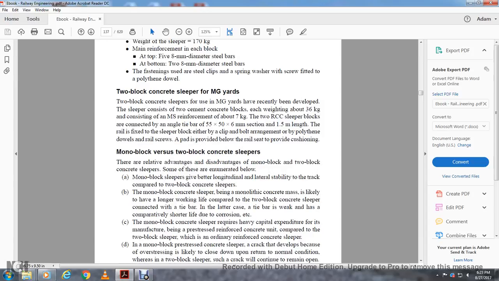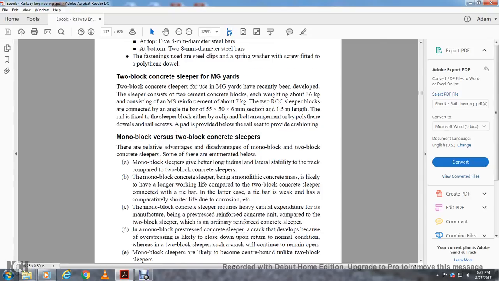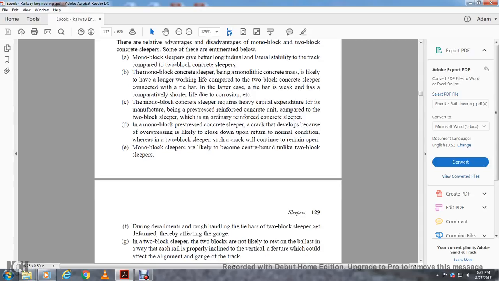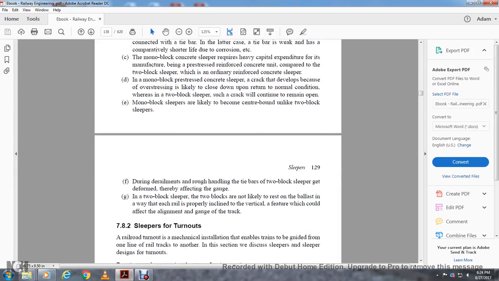The monoblock sleeper requires heavy capital expenditure for the manufacturer, being a pre-stressed reinforced concrete unit, compared to the two-block sleeper with ordinary reinforced concrete. In a monoblock pre-stressed concrete sleeper, a crack that has developed with overstressing is likely to close and return to normal condition, whereas in the two-block sleeper such a crack will continue until reopened. The monoblock sleeper is likely to become center bound, unlike the two-block sleepers. During derailment and rough handling, the tie bars of the two-block sleeper get deformed, thereby affecting the gauge. In two-block sleepers, the two blocks are not likely to rest on the ballast properly, with the rails inclined to the vertical, which would affect the alignment of the gauge for the track.